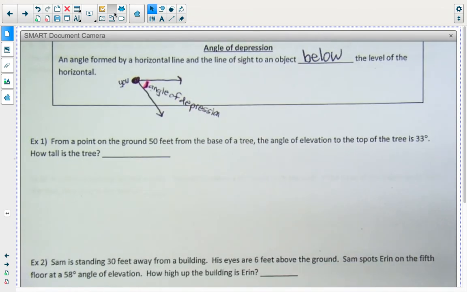All right, example 1. From a point on the ground 50 feet from the base of a tree, the angle of elevation to the top of the tree is 33 degrees. How tall is the tree? When you're doing these problems, it is a great idea to draw a picture. Even if you're not the best drawer, it's still a wonderful idea to draw a picture.